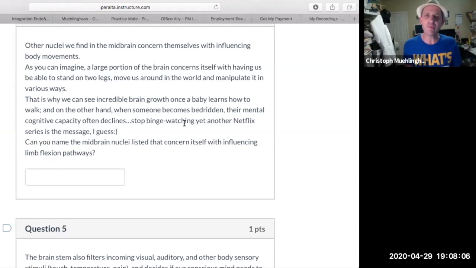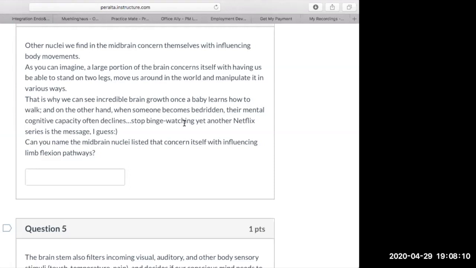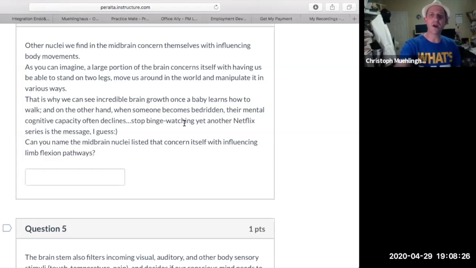Can you name the midbrain nuclei that was listed that concerns itself with influencing limb flexion? Red nuclei. Who was that? Me, Carlos. Okay, Carlos, good. Red nuclei. All right, perfect.